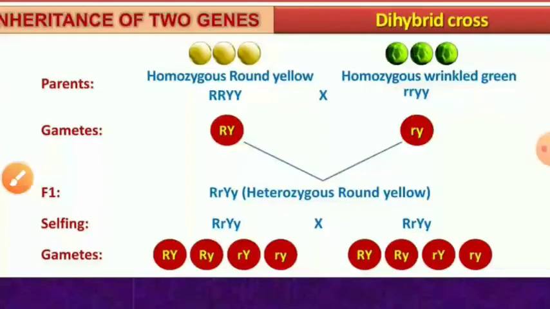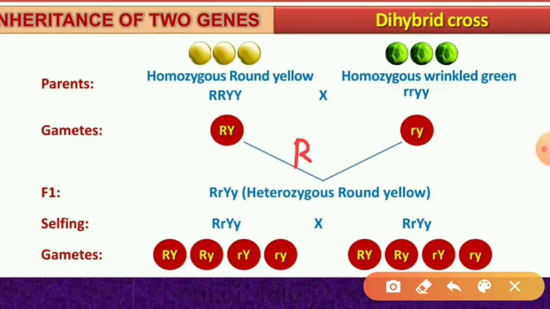Okay, now what is the F1 generation? After gamete formation, they fuse or are fertilized together to produce the next generation, or offspring. So it is the heterozygous condition. I write here capital R, small r, capital Y, small y.